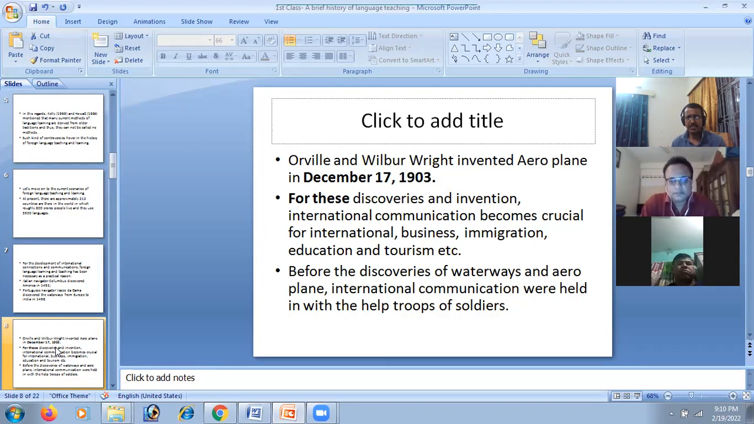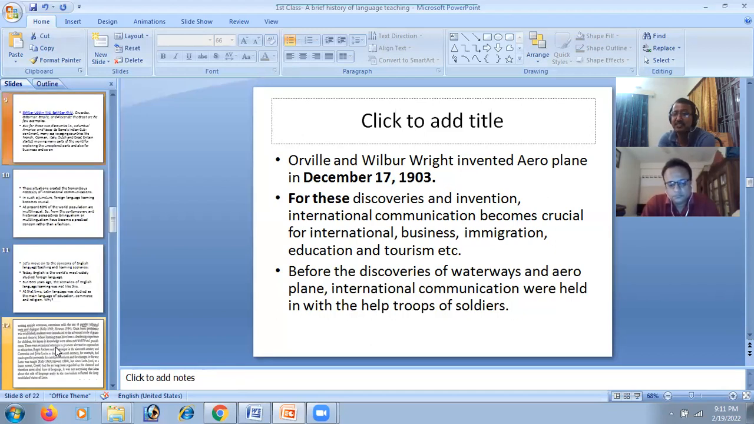So when the aeroplane and the waterways were invented or discovered, international communication became crucial, and that is for many reasons. At that time, people could not even know that there was a continent named America. At the initial stage, in the 13th century, the people of Europe would not know that there was a waterway to India. Of course, they knew there was a continent called India. So just after the discovery of the waterways and the aeroplane, people in vast numbers started to move here and there, for multiple reasons.